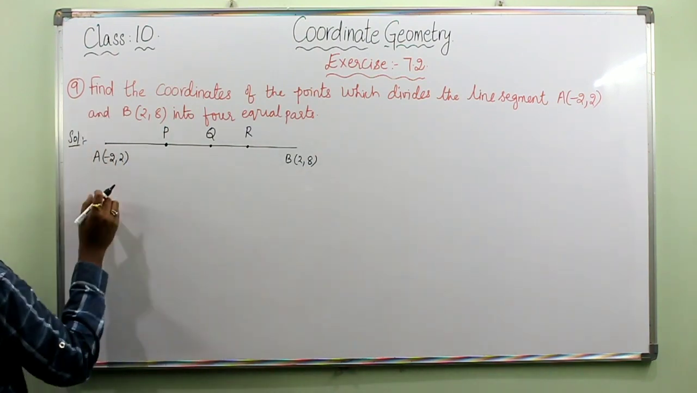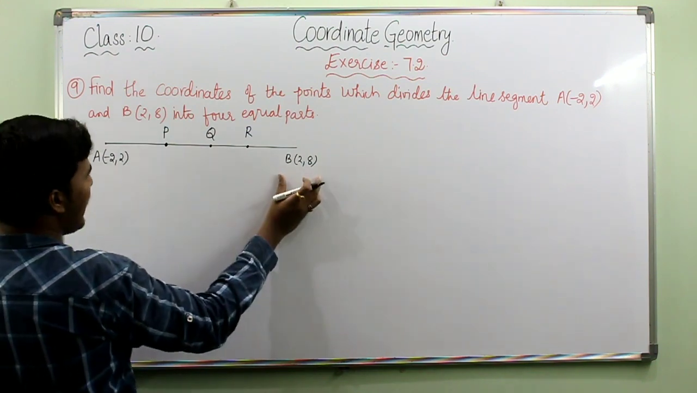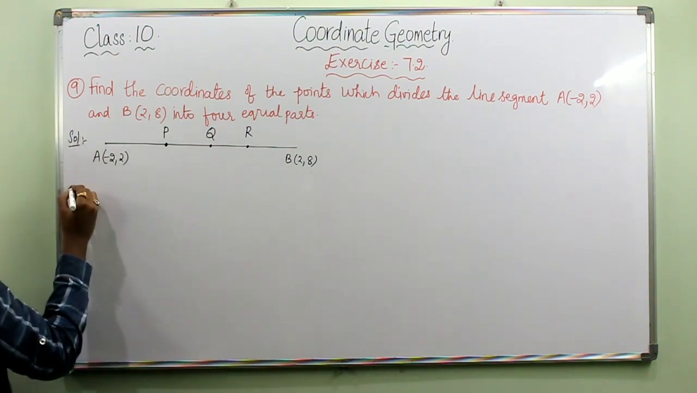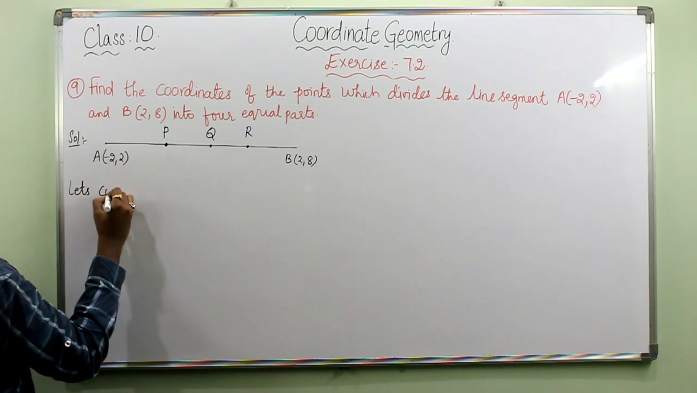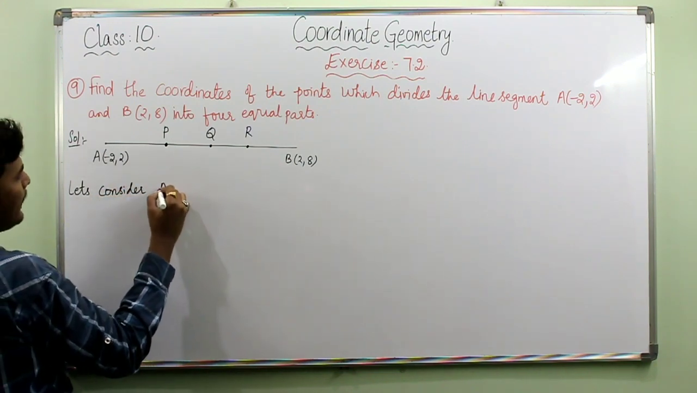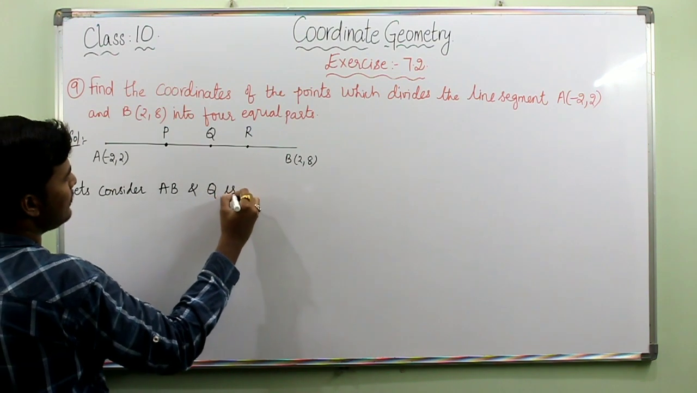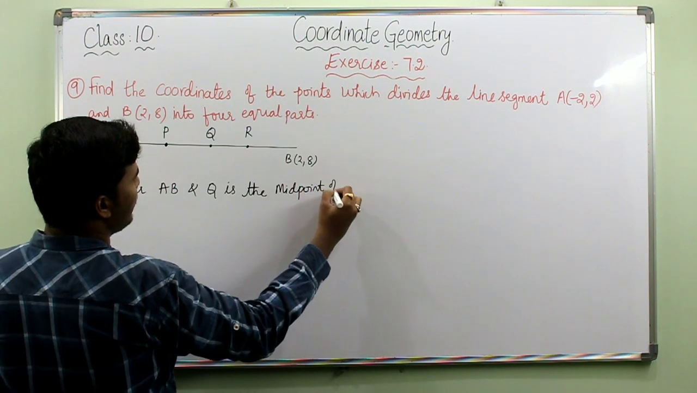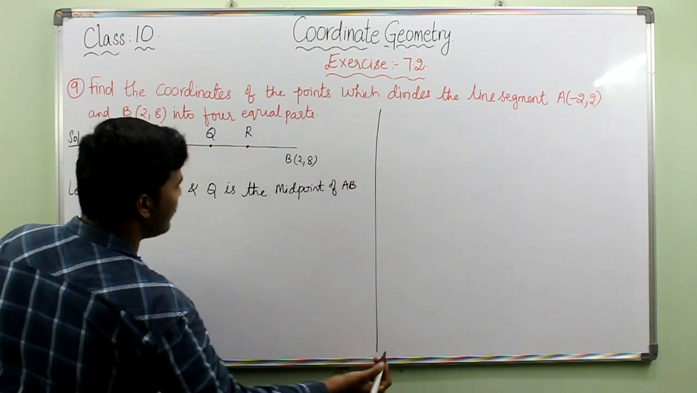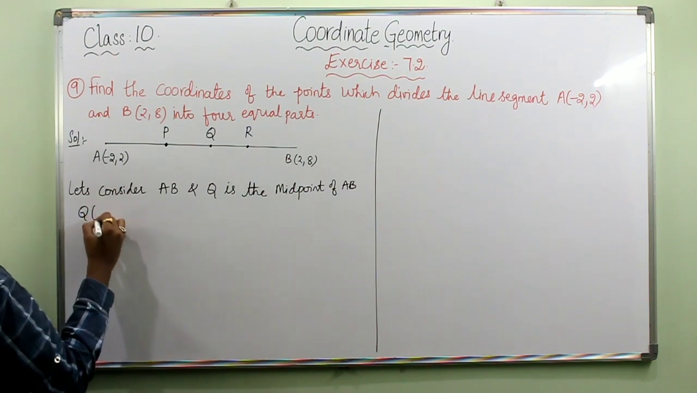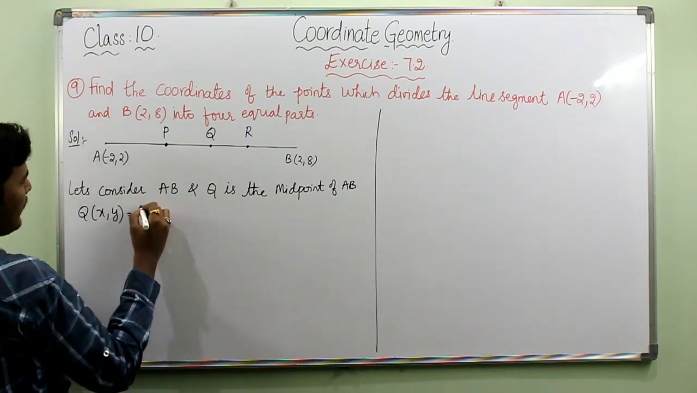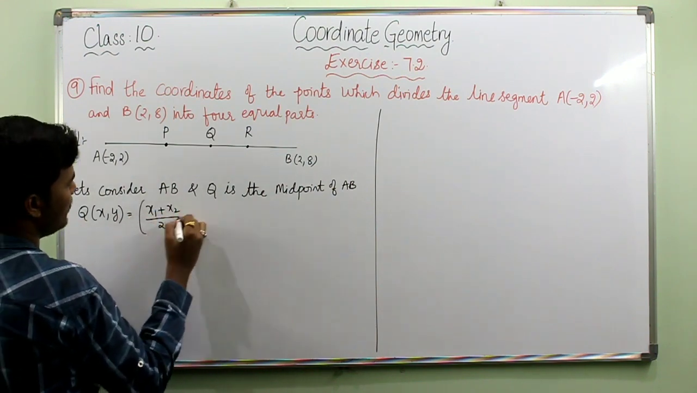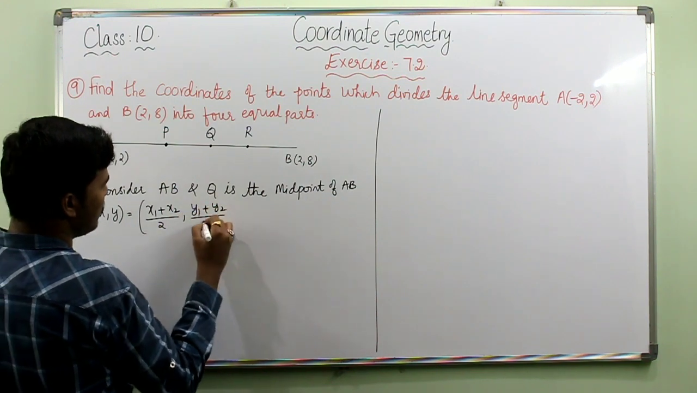So what we will do here is we will consider the points A and B and say that Q is the midpoint of AB. Then Q of x comma y will be equal to the midpoint of AB, that is x1 plus x2 by 2 comma y1 plus y2 by 2.